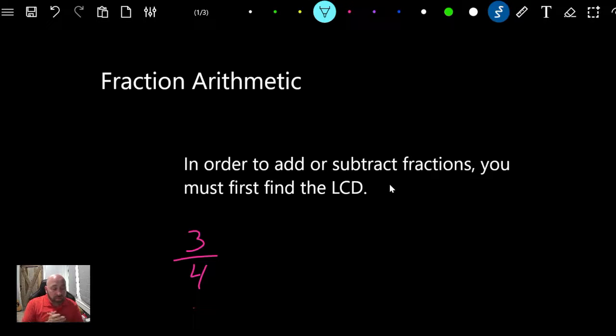So fraction arithmetic: in order to add or subtract fractions, you must first find the LCD. Now, we haven't talked about the LCD yet. We've talked about the LCM, least common multiple, and maybe you need to go back to that lesson. That was like 2 or 3 lessons ago, and you need to go back and figure out the LCM. The LCD is the exact same thing as the LCM. Here's the only difference: LCD stands for denominator.